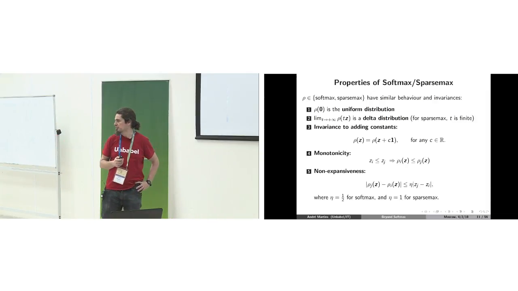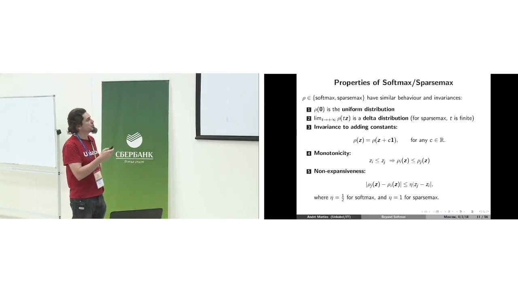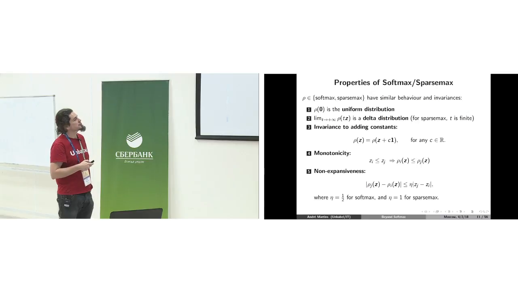Okay. Any other question? Okay. So these two properties are interesting. The third one is also simple to prove. If you add a constant to all coordinates, then your transformation is not going to change. We also have monotonicity, which is also quite intuitive.